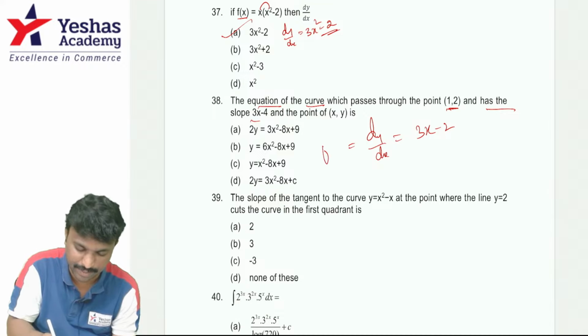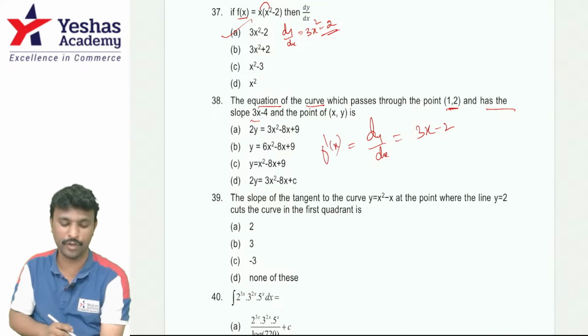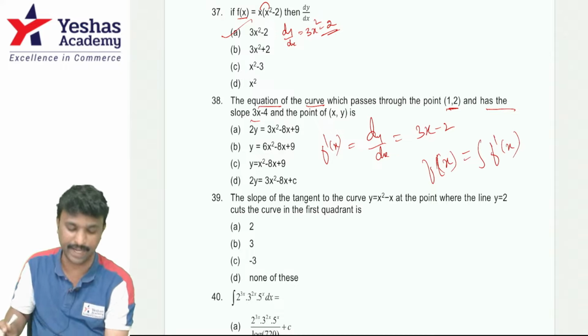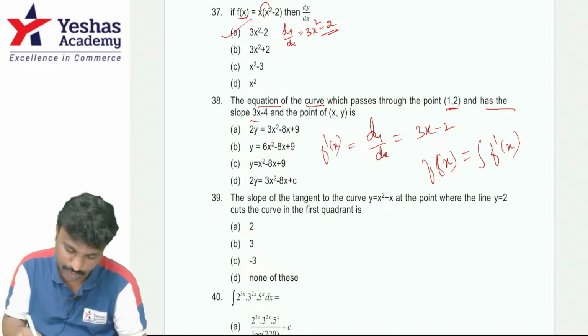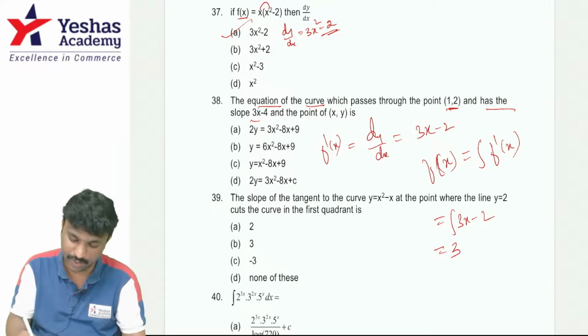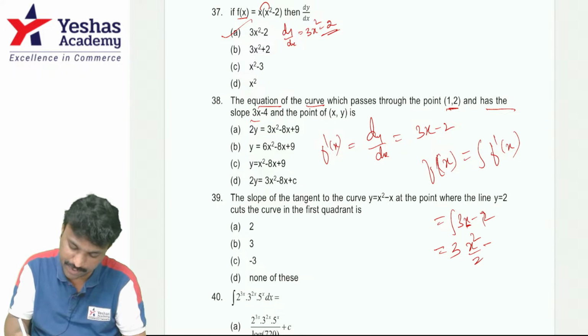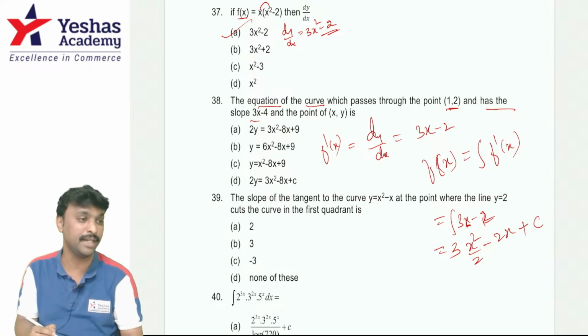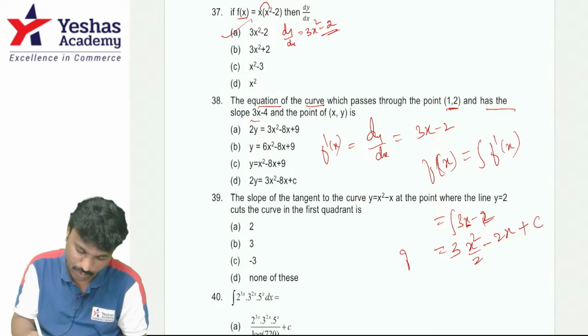Dy by dx is nothing but f dash of x. See, if you want to find f of x, all that you need to do is what? Integrate f dash of x. So integration of 3x minus 2 is what I need to do. 3 is constant. Integration of x is x square by 2, minus integration of 2 is 2x, plus the constant c. So this is what is our f of x, or nothing but y.